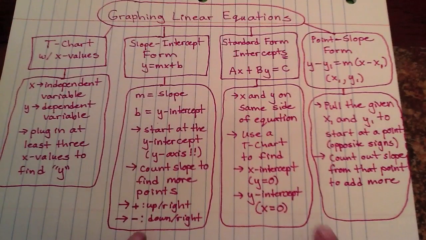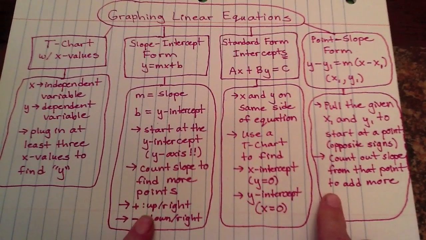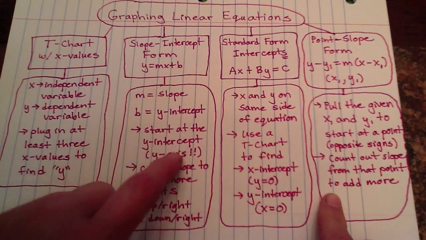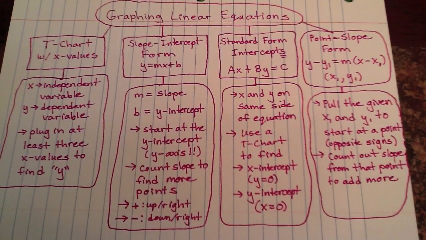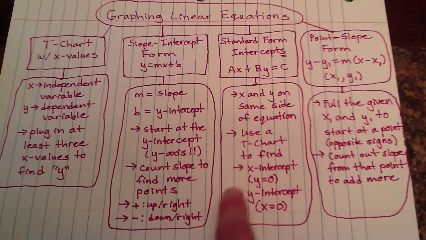It's very similar to this one. The only difference is here you're starting at your y-intercept and counting out your slope. Here you're starting at a point and counting out your slope. Here you're only finding the x-intercept and the y-intercept where it crosses on the axis. Here, random points. So go ahead, hit pause, copy that down, and when you're done I have one more I'm going to go through with you.